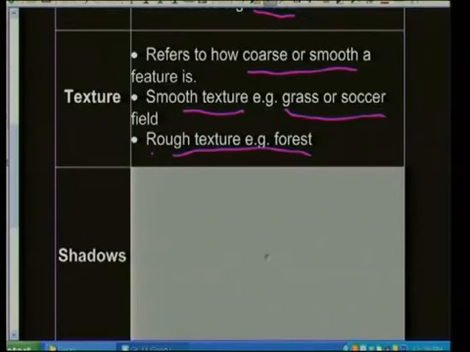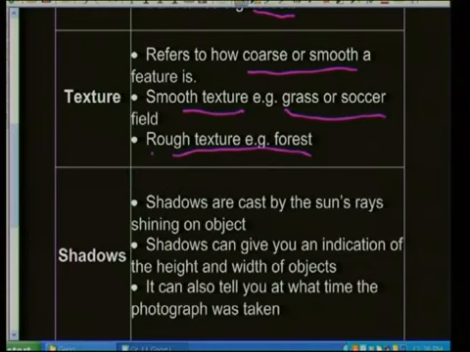Let's look at shadows, the next one. I'm going to quickly erase this. All right, shadows are cast by the sun's rays shining on an object. Shadows can give you an indication of the height of objects, and they can also tell you at what time of the day the photograph was taken.